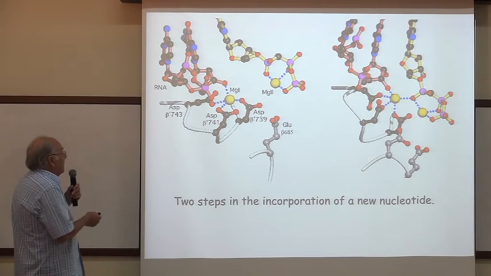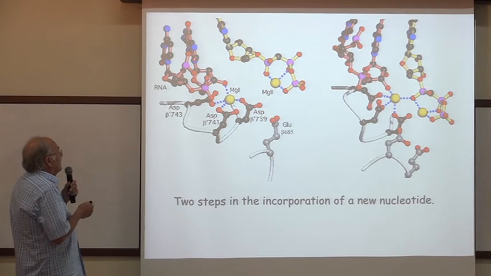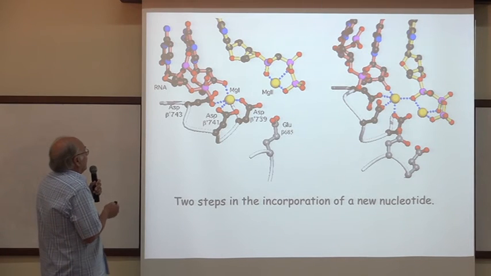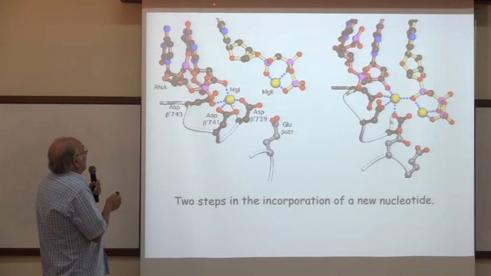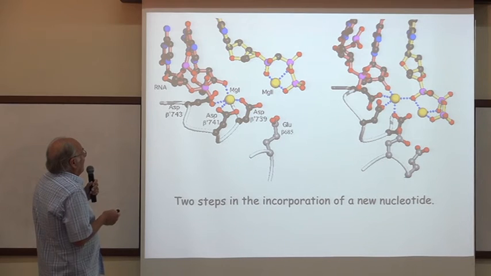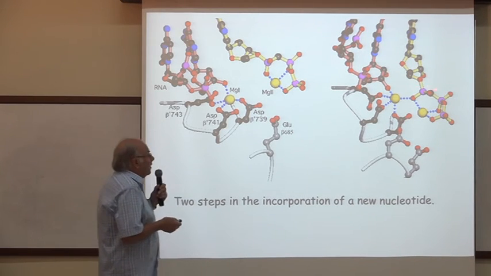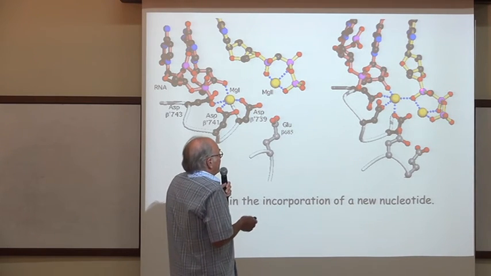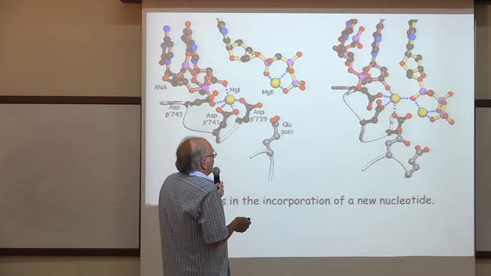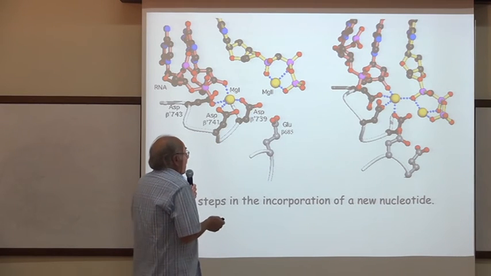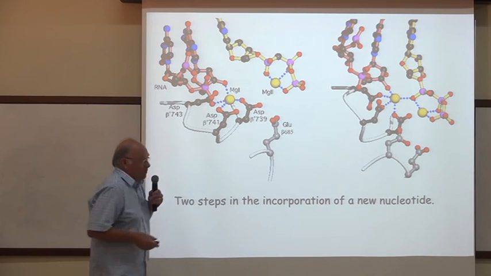So to look at it in a little bit more detail, here is the incoming nucleotide, which is base pairing with the DNA above, and here's the triphosphate and magnesium. Then they're moving close to each other, and this phosphate is getting associated with the ribose here, so you get incorporation of the new nucleotide.